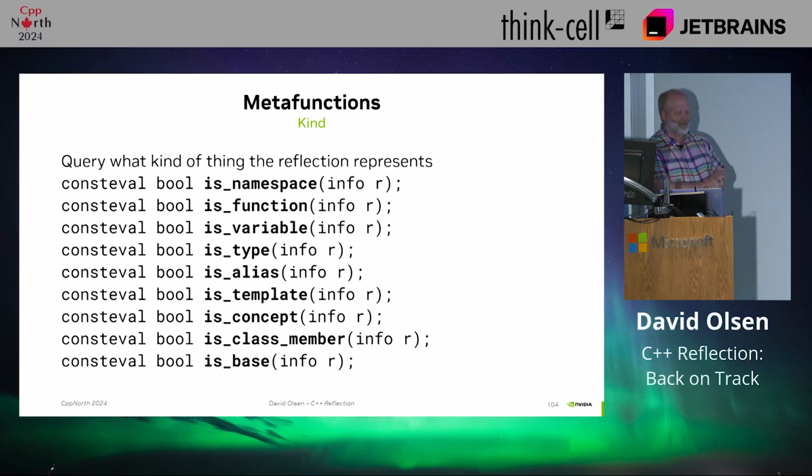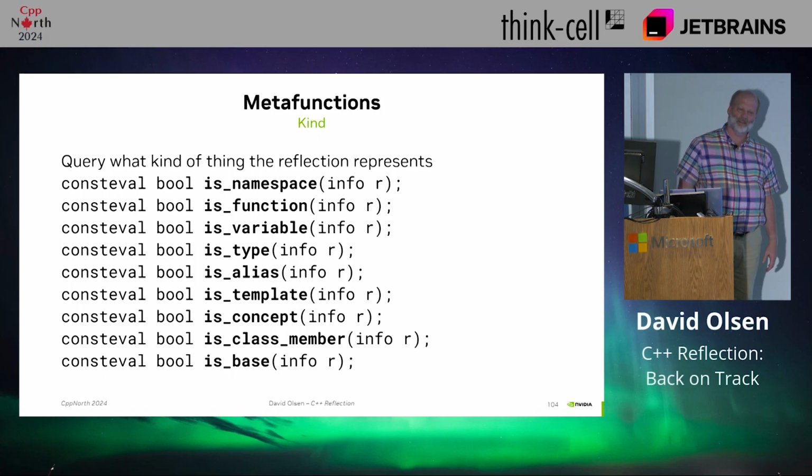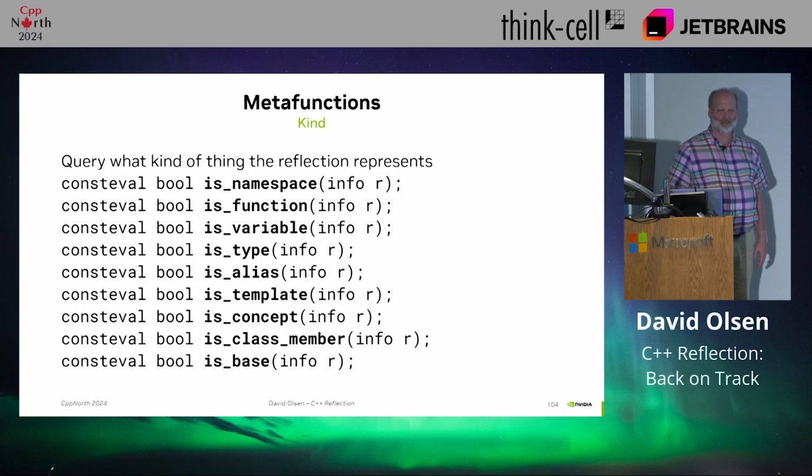So these are the meta functions that you can use to ask, what kind of thing is this a reflection of? So you can see we can have reflections of namespaces, functions, variables, types, aliases, templates, concepts, class members, base classes, and a few other things I didn't list here. If you have a reflection, you can start with these to see what kind of reflection this is. So I guess the fact that it's just one type means that there's no overloading possible.